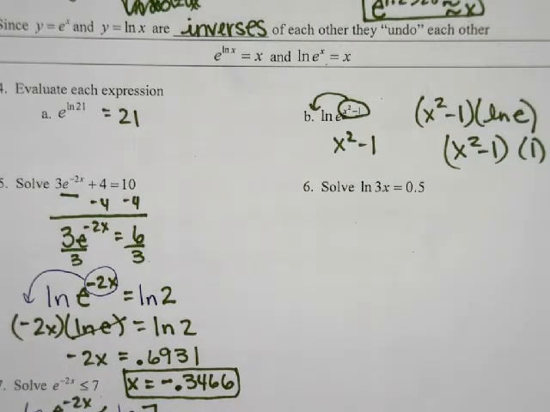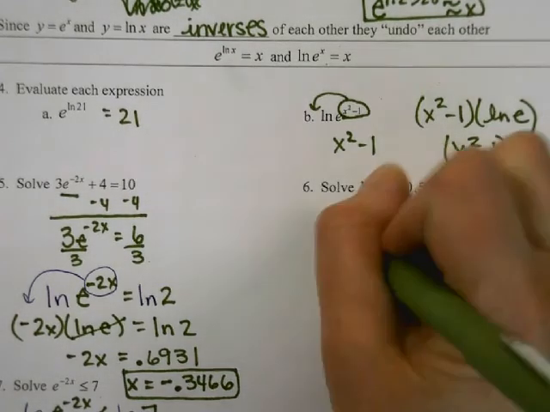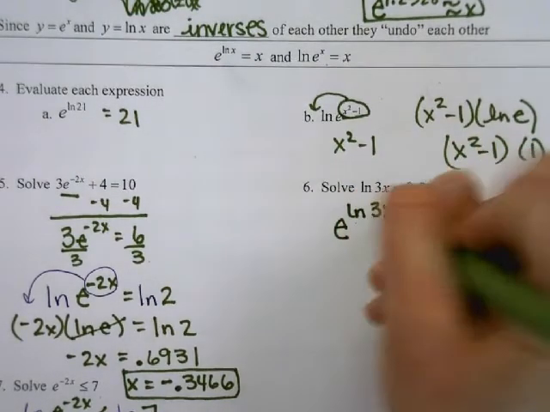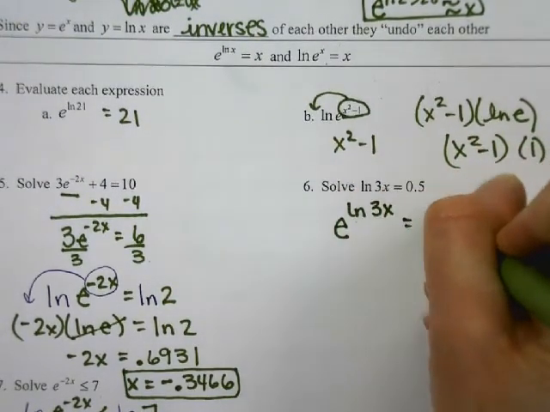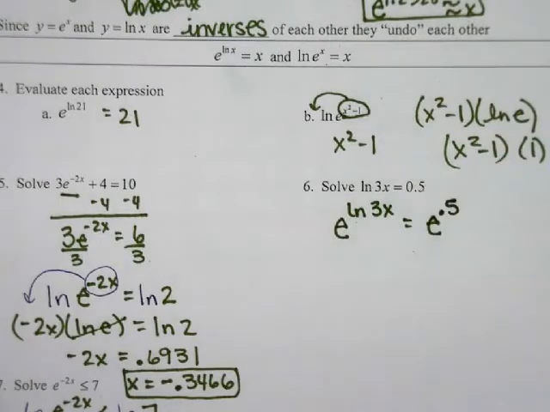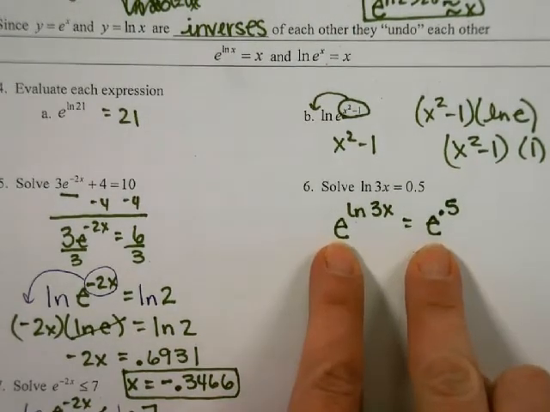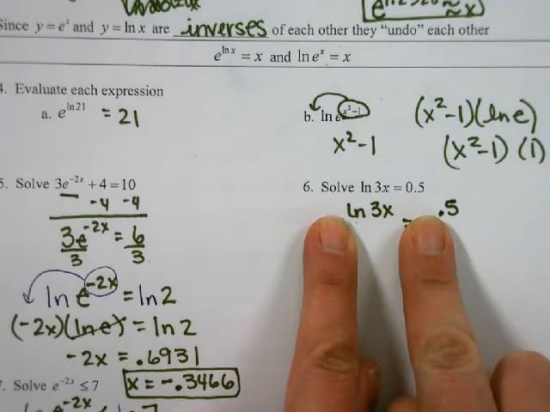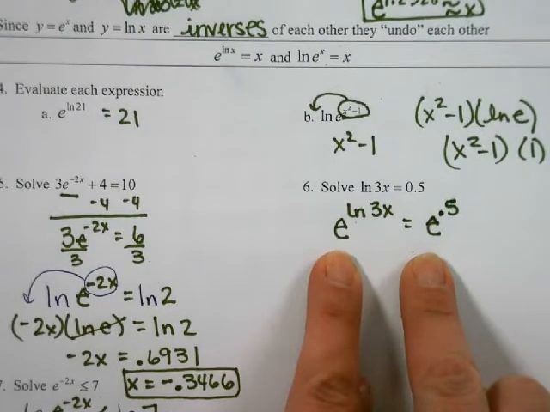Okay? So we're going to take it, and these guys are going to become our exponents. So I'm going to say e raised to the natural log of 3x is equal to e to the 0.5. Remember, way back at the beginning when I said if the bases are the same, ignore them and play with your exponents. Well, those are my exponents. Now I'm going to give them each the same base. And that's okay.